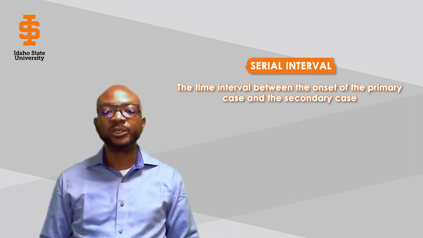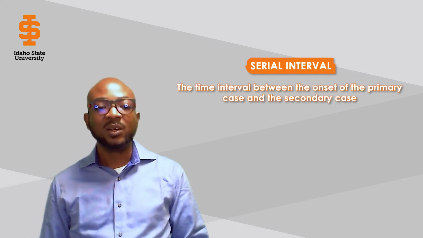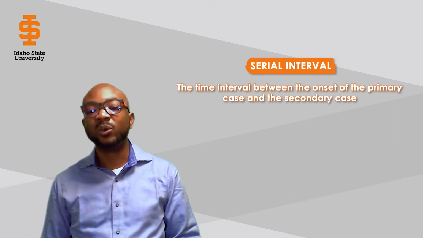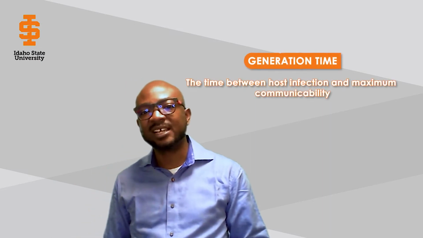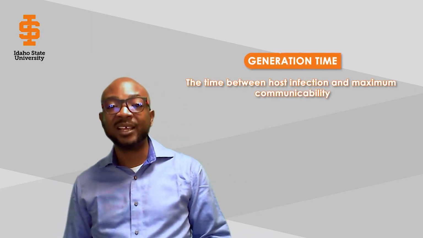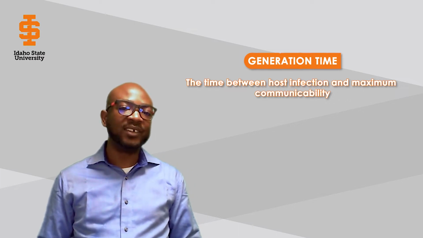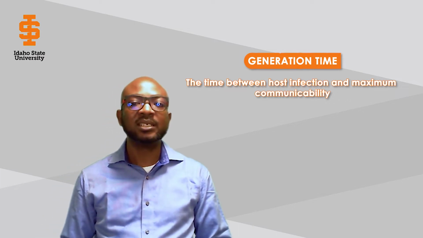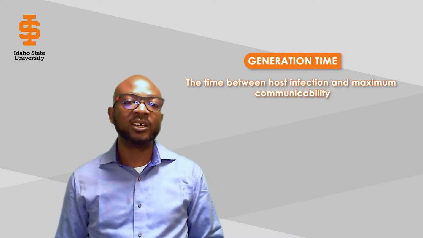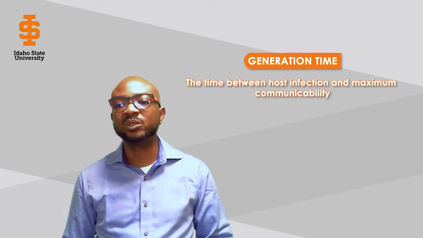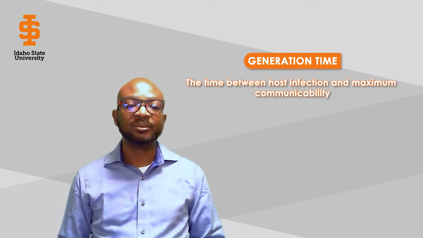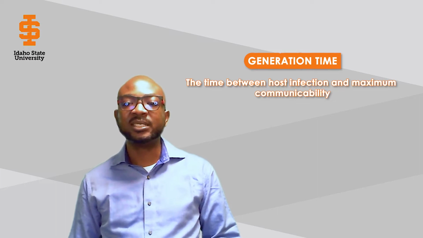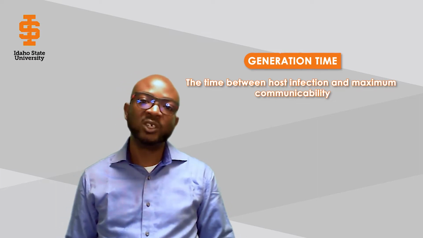By collecting information about a whole series of such onsets, we get a distribution of secondary cases from which we can estimate the incubation period of the disease. Generation time is the interval of time between receipt of infection by a host and the maximum infectivity or communicability by that host. In general, generation time is roughly equal to the incubation period. However, these two terms are not the same. The time of maximum communicability may precede or follow the incubation period.